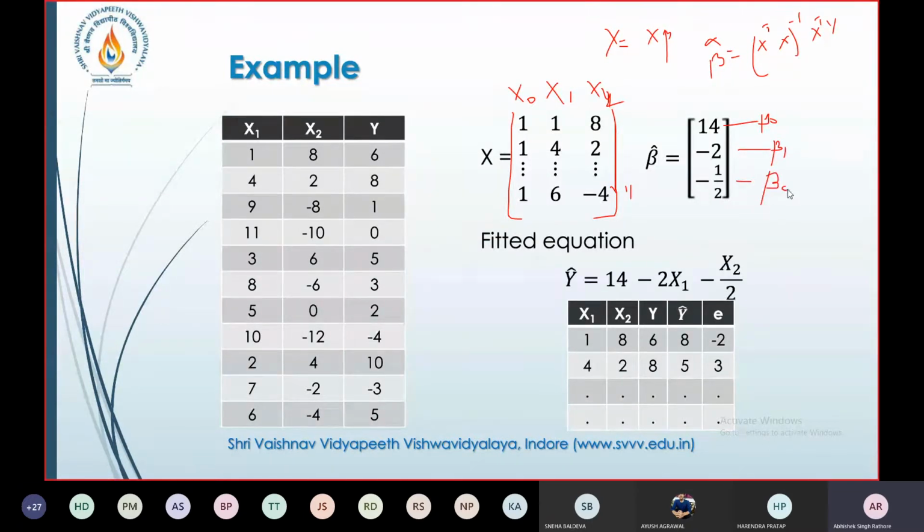So my equation of the line, my estimated y, is 14 minus 2 x1, then minus half, so minus x2 by 2. So this is my estimated line, and this is how we can calculate it.